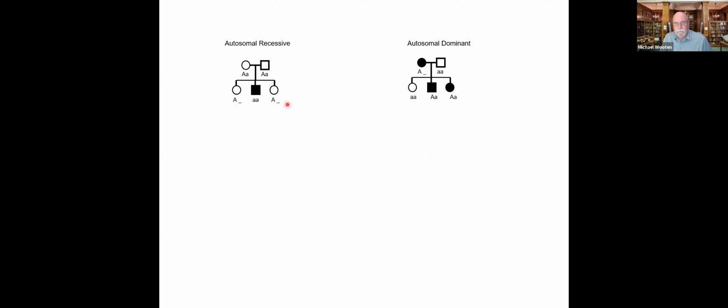Autosomal recessive: if you're doing a pedigree, the big key to autosomal recessive is that neither parent will have it, and that some progeny of theirs will have it. So that would be autosomal recessive, at least.